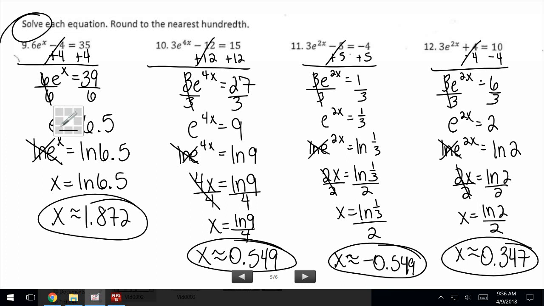How are we doing? Okay? All right. Last 4, guys. Here we go. Last 4, then we're done. The only thing different is that this time we're solving and we're not getting rid of a base e, we are getting rid of a natural log. So, on number 13, what is the first thing that you should move?